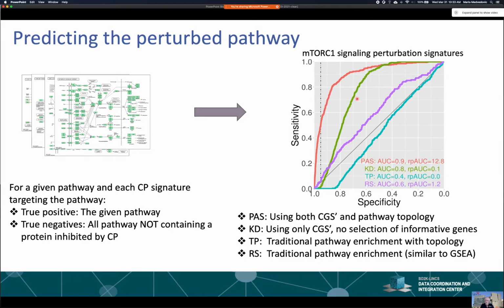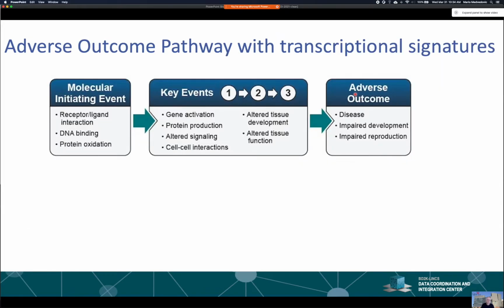And then we have one line, the ROC curve, that is actually using signatures, but it's not using this topological information that defines the direction of the signature that we would expect based on the interaction type of protein-protein interactions. And then finally, the model that includes both of them actually shows the best results. But even the one where we don't use this additional information about the topology shows a significant ability to detect the mTOR pathway as the target.